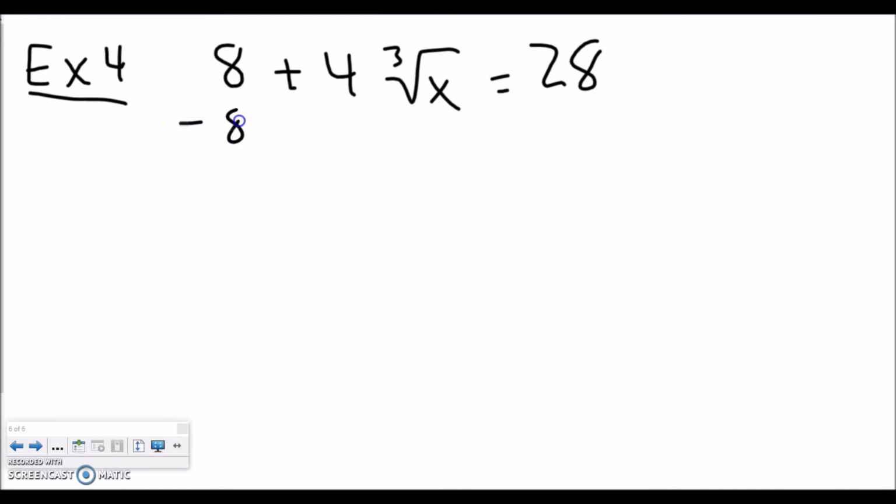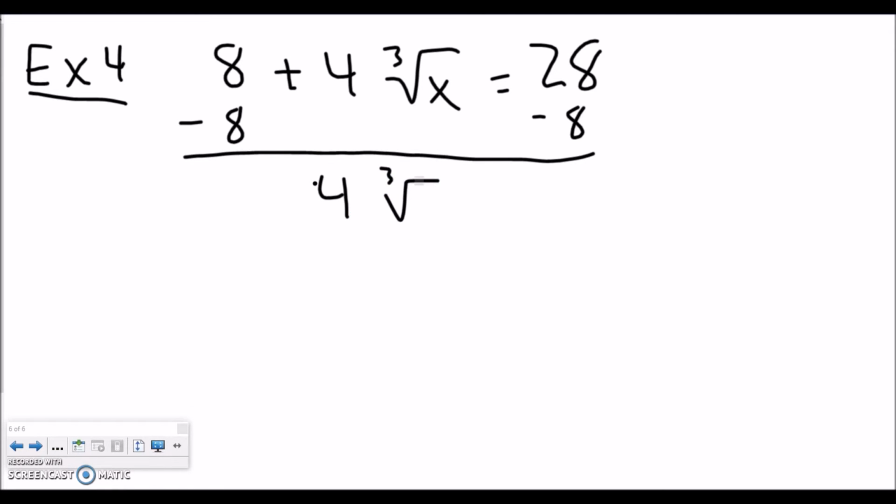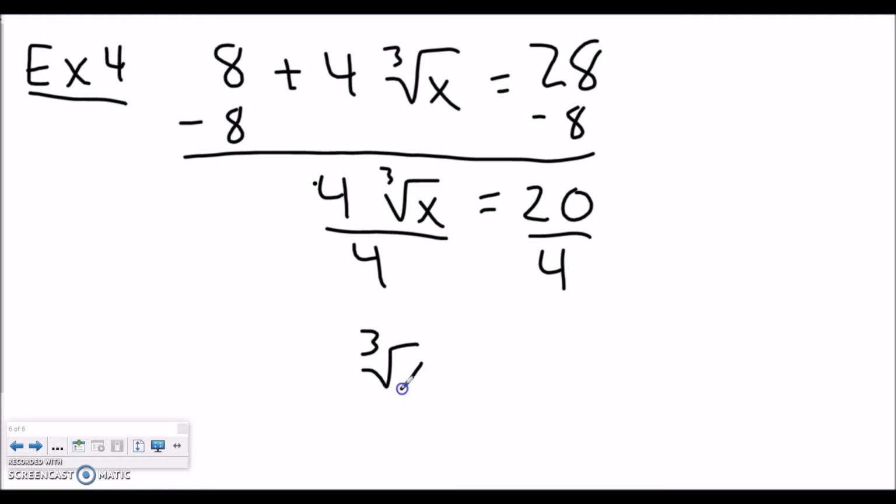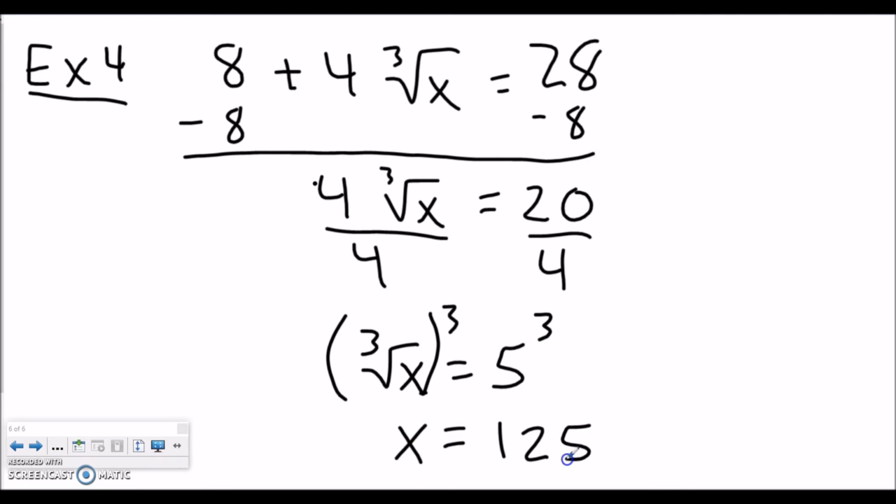Isolate the x, as we always want to do when we solve an equation. So I will subtract 8 from both sides. 4 cubed root of x equals 20. I want smaller numbers, so I'll divide by 4 first. And that gives me the cubed root of x equals 5. Then I will cube both sides. x equals 125.